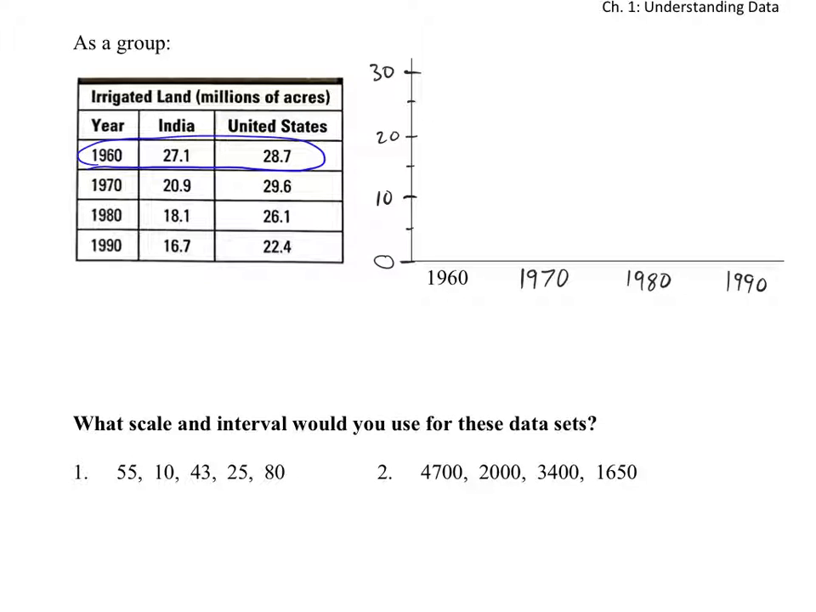So we want to have two bars. One of them is going to be about 27.1. One of them is going to be 28.7. Fair enough? But we need to have a way to distinguish which one's India and which one's United States. I can easily do colors, but you could fill them in different ways. You could have one be filled in completely and one just be blank on the inside. You could do one with polka dots and one with stripes.